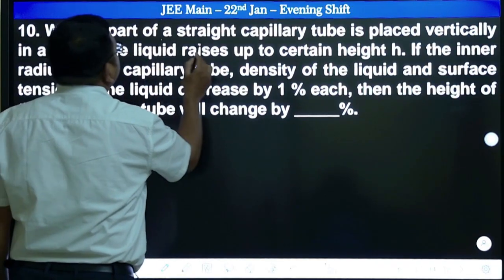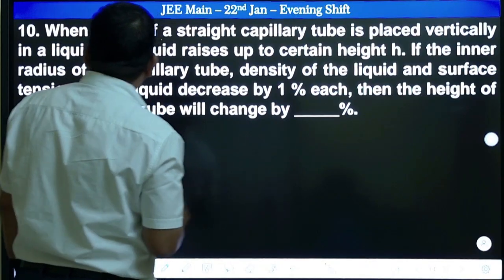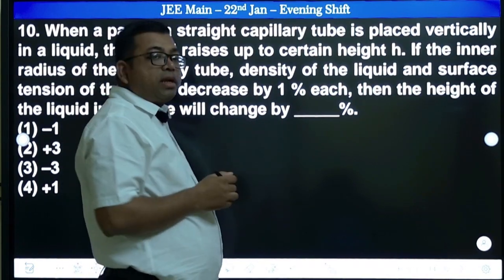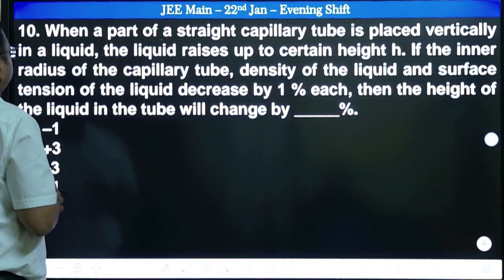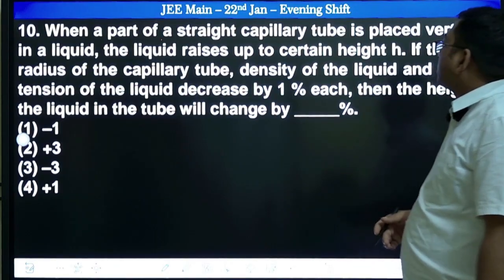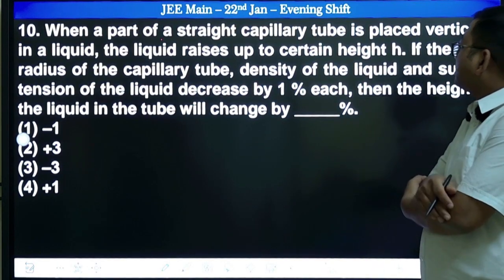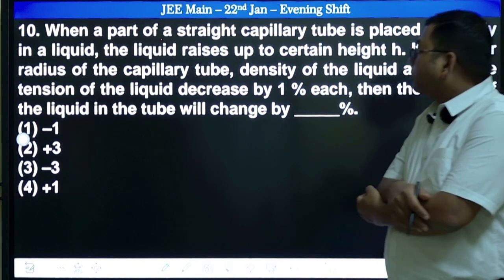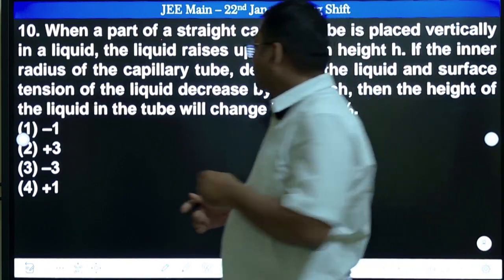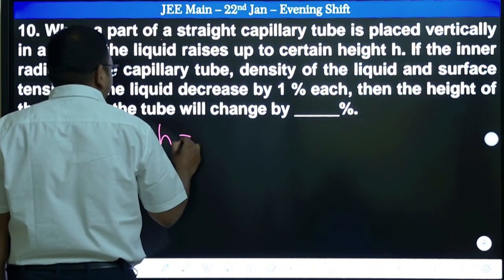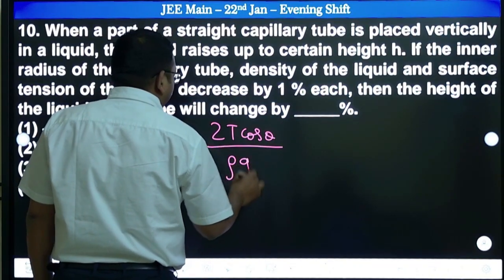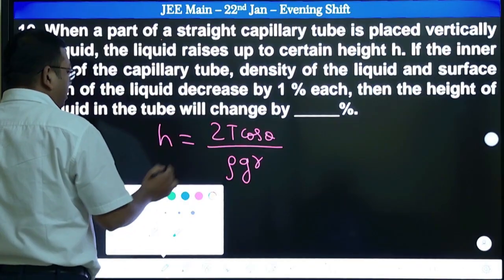When a part of a straight capillary tube is placed vertically in a liquid, the liquid rises up to certain height h. If the inner radius of the capillary tube, density of the liquid, and surface tension of liquid decreases by 1%, then the height of the liquid in the tube will change by. So this question is related with the capillary rise height. H formula we know, 2T cos theta by rho g r. We can use this, yes.